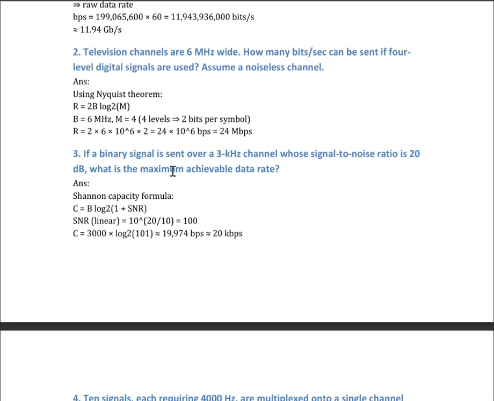Next we take another question, which depends completely on digital signals. The digital signals always calculate the maximum rate because they require that. In the question they ask about the maximum data rate. So in this we can use Shannon's capacity formula, C is equal to B log2 of 1 plus SNR. The values are given: a 3 kilohertz channel will be required, and the signal to noise ratio is 20 decibels.